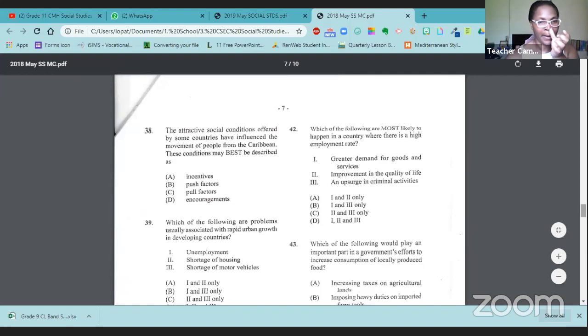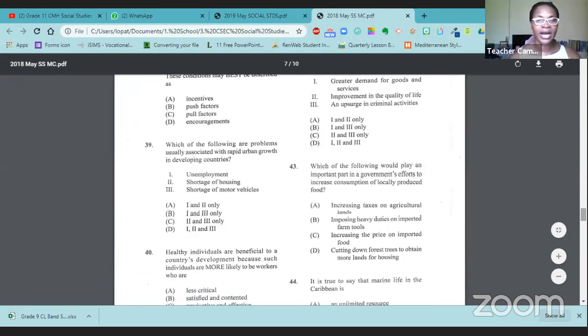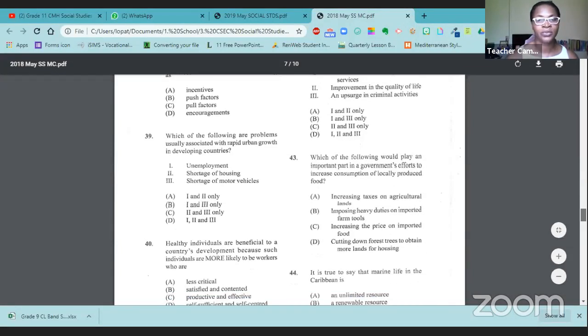The attractive social conditions offered by some countries have influenced the movement of people from the Caribbean. These conditions may best be described as, and I described this earlier in this video, these would be pull factors. These are things that are drawing you. So they are pull factors. 39, which of the following are problems usually associated with rapid urban growth in developing countries? And the answer is A. Urban refers to the town areas and the cities. So that would be unemployment, and 2, shortage of housing. So when you have too many persons in the cities, urbanization taking place, unemployment will increase and the amount of housing will decrease.